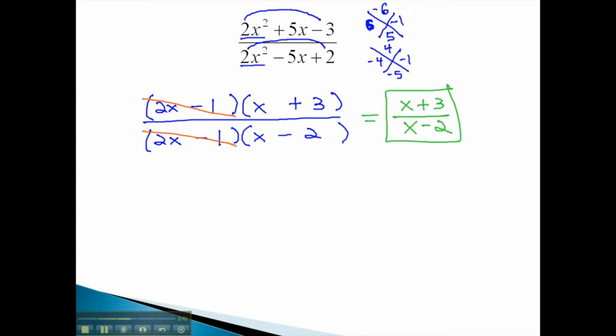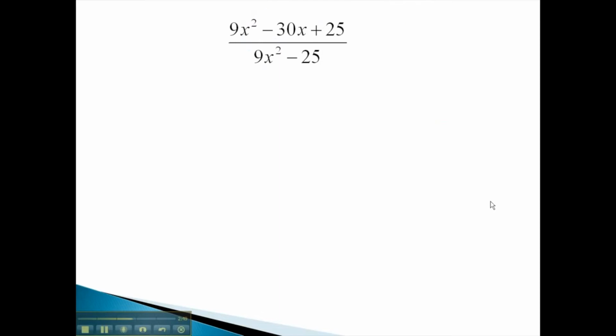Let's take a look at another example where we have to factor first before we're allowed to reduce. In this problem, we can't jump right to reducing the 9x squareds as a result of the pluses and minuses in the problem. We must first factor that numerator.